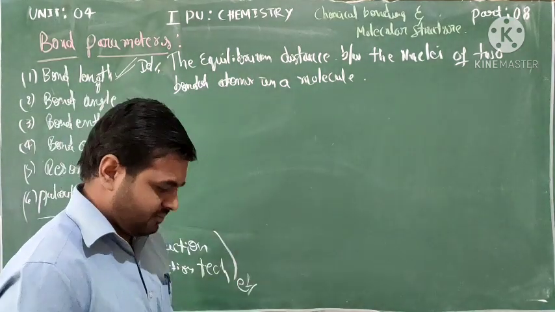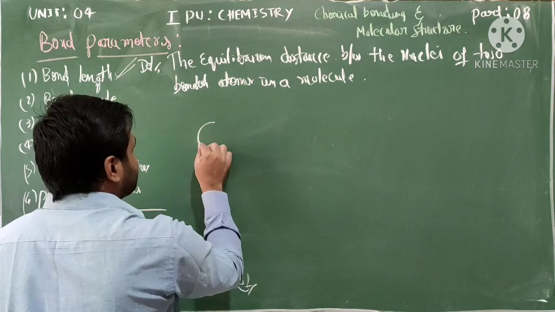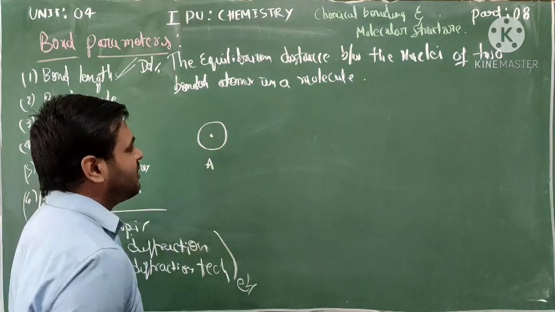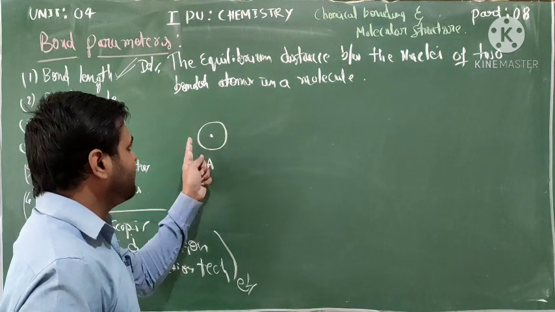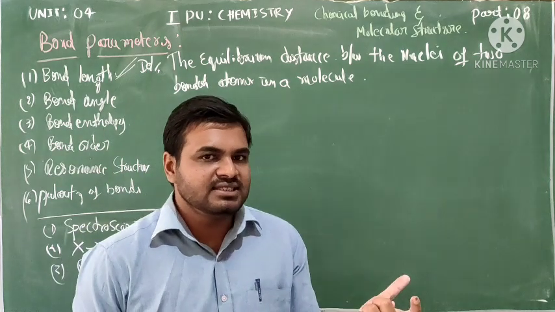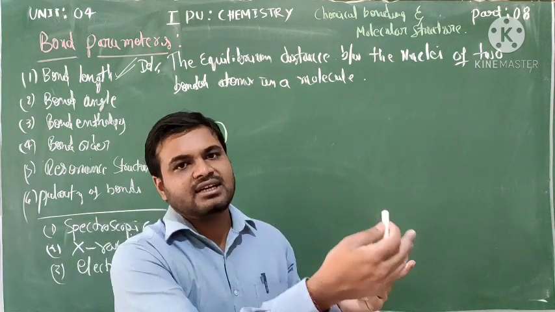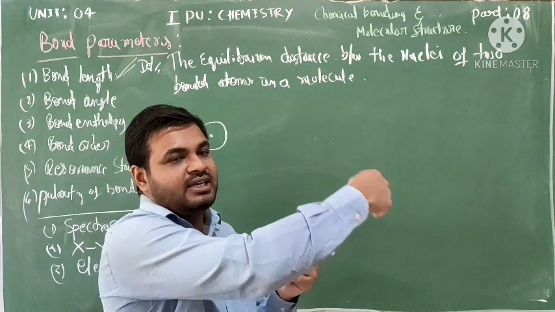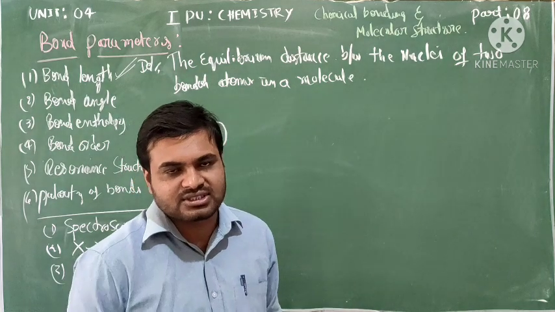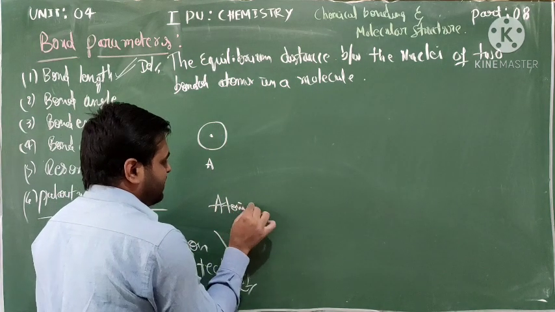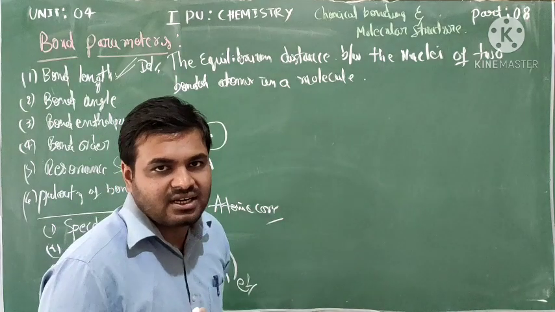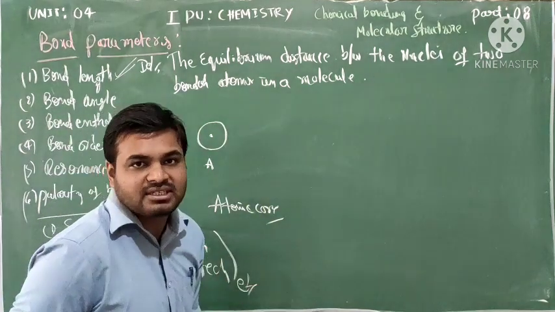So in the molecules, see here one example. This is an atom. What is this called? Nucleus. Overall we call it the atomic core, because any atom has its valence electrons and the fully filled inner electrons, which overall we call the atomic core. This is the center of the core.